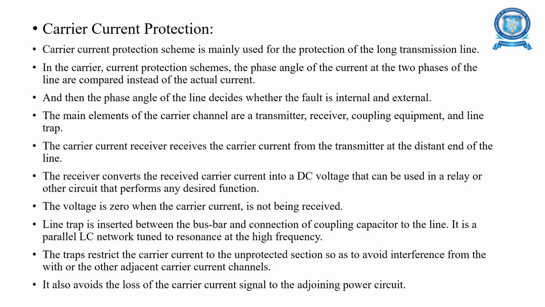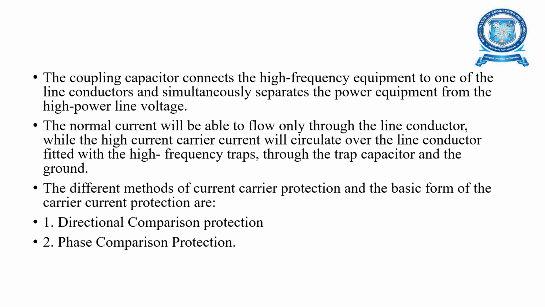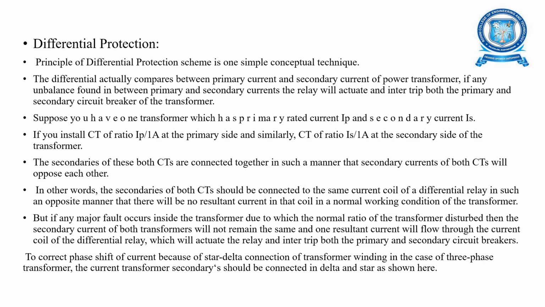The trap restricts the carrier current to the protected section so as to avoid interference with other adjacent carrier current channels. The coupling capacitor connects the high frequency equipment to one of the line conductors and simultaneously separates the power equipment from the high line voltage. The different methods of carrier current protection are directional comparison protection and phase comparison protection.